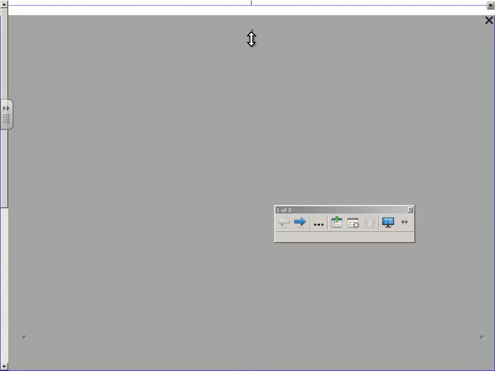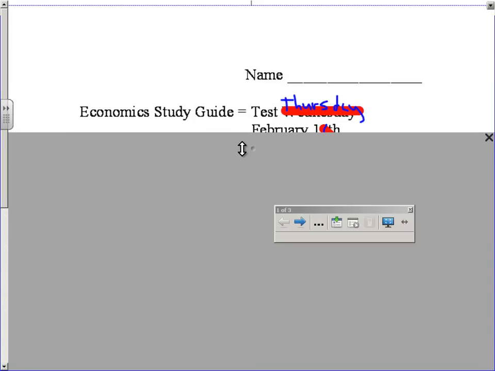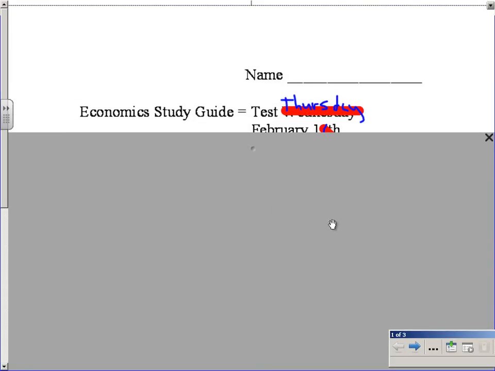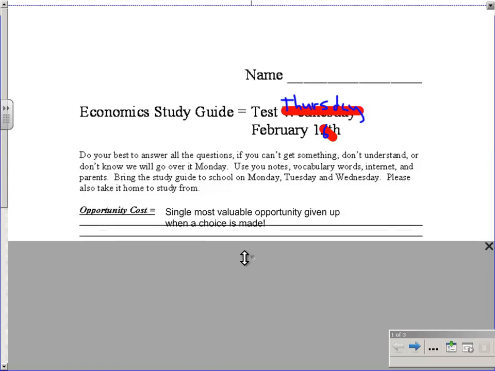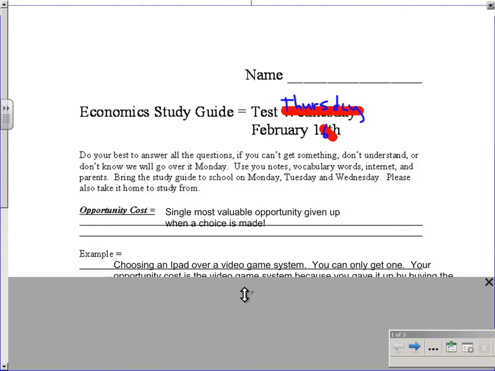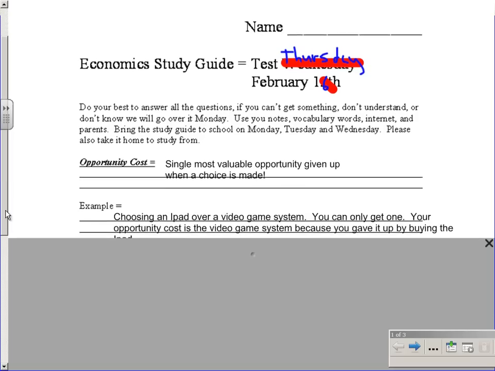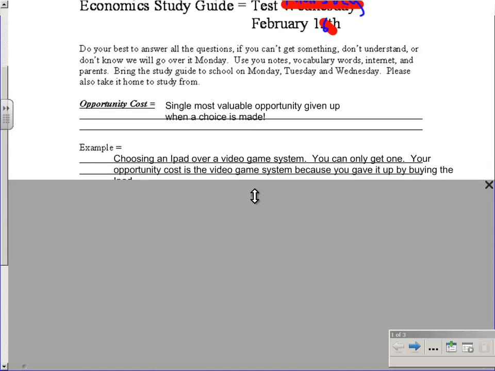Okay, we're going to run through the review guide for the Economics Social Studies test, which will be on Thursday. So we're going to start with a lot of definitions and examples. The first definition is opportunity cost.